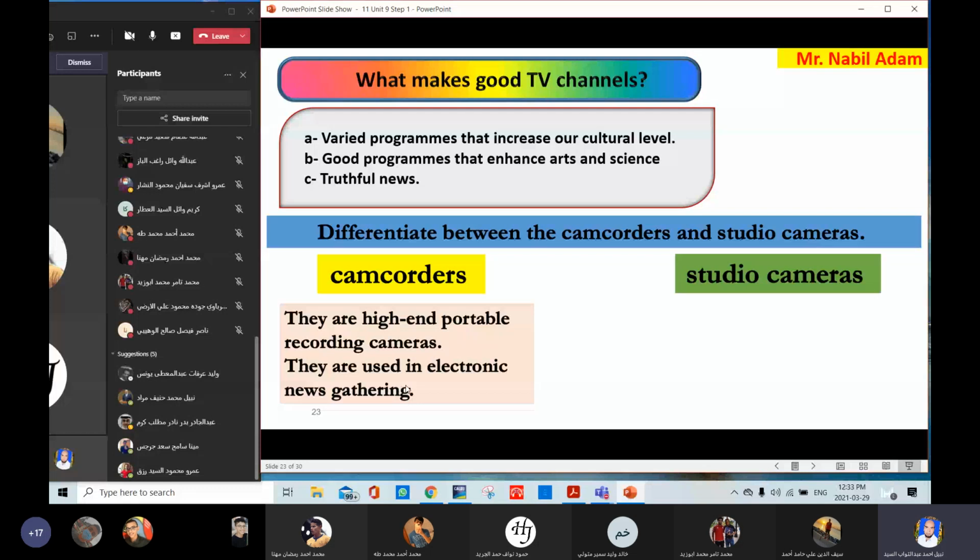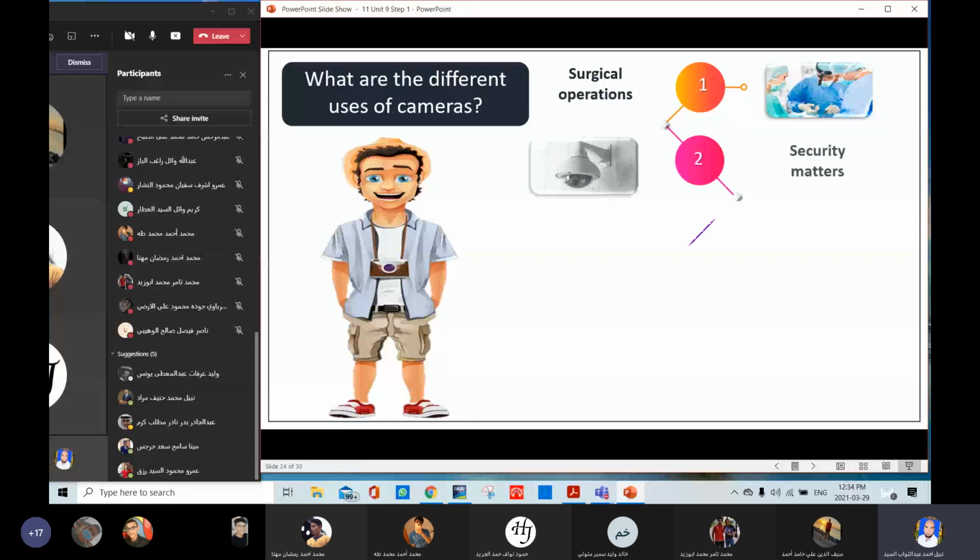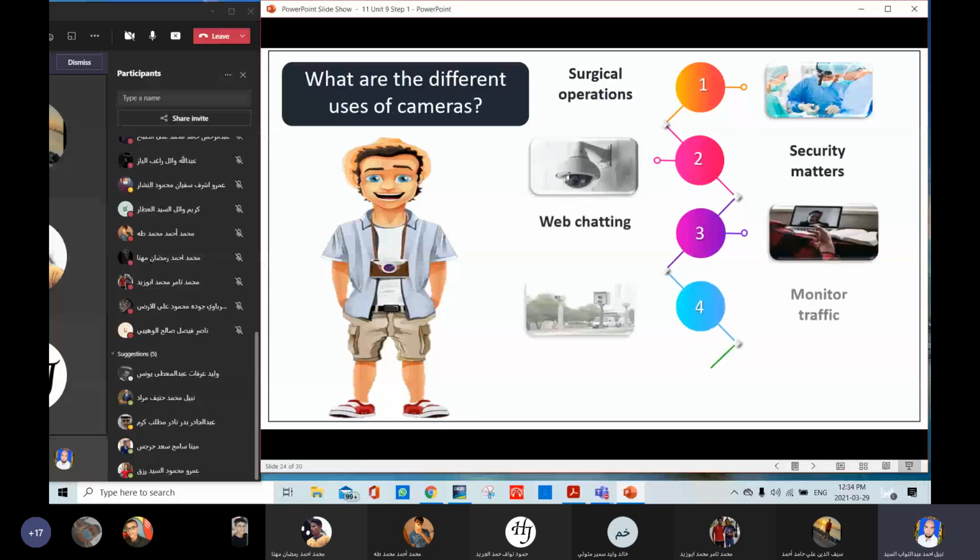So, it's very important to know the different use of cameras. We use cameras for surgical operations, for security matters, for web chatting, for monitoring traffic or speed cameras, for filmmaking. Okay?